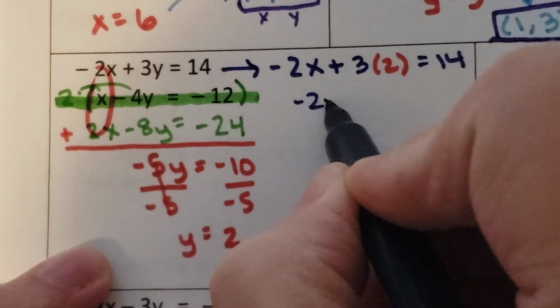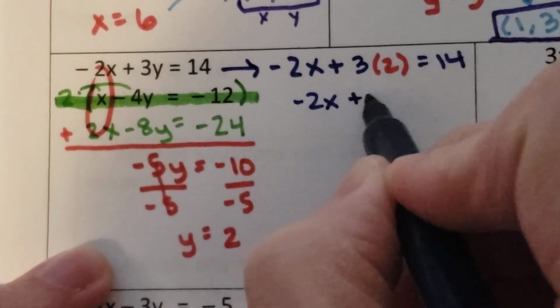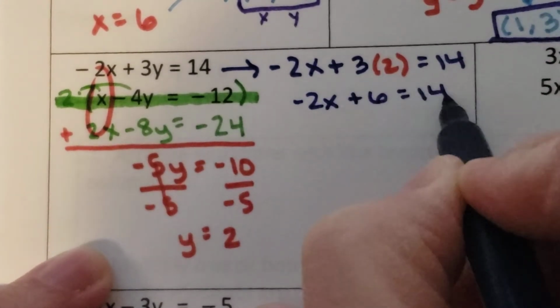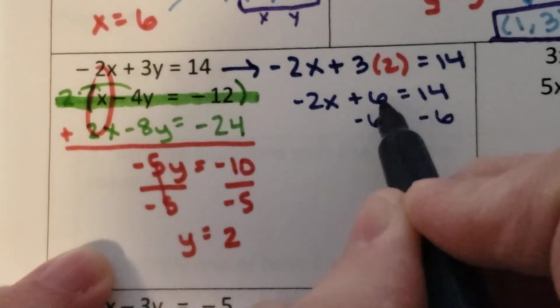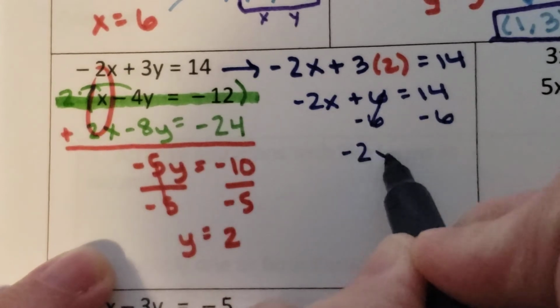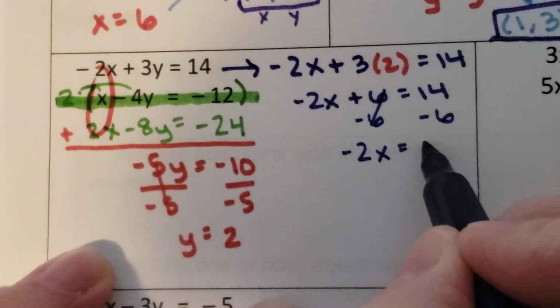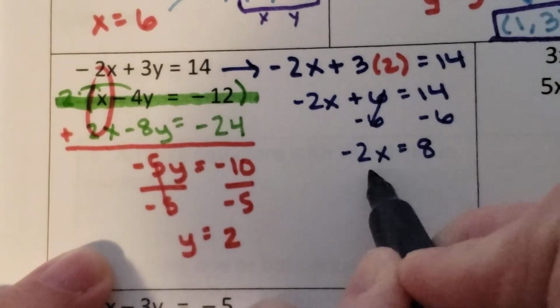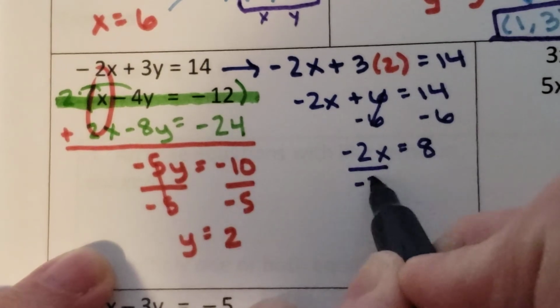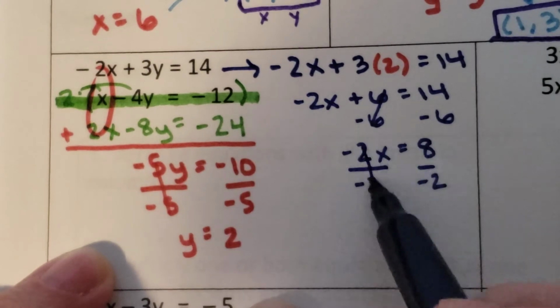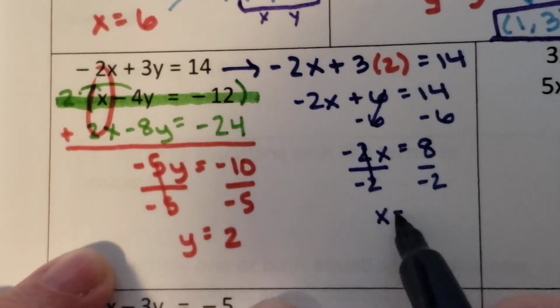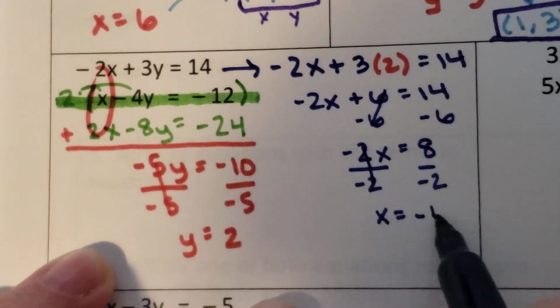And then negative 2x, 3 2's is 6. The reverse of a positive 6 is a negative 6. What I do on one side, I do to the other. So negative 2x's are now 14 minus 6 is 8. X is being multiplied with a negative 2. Reverse of multiplication is division. What I do on one side, I do to the other. Negative 2 over negative 2 is 1. X equals 8 over negative 2 is negative 4.